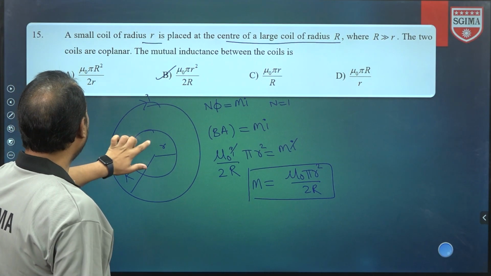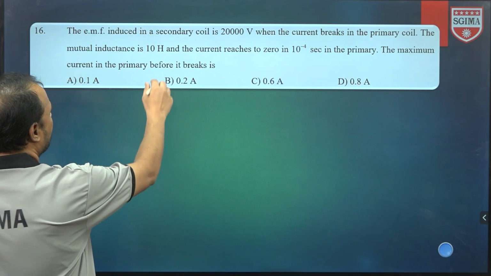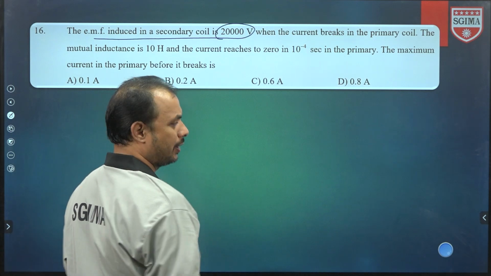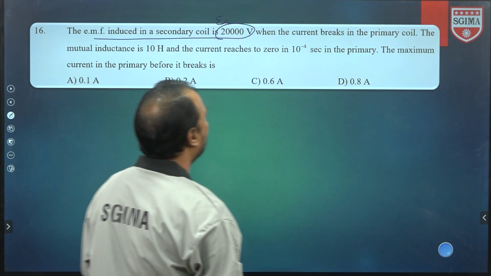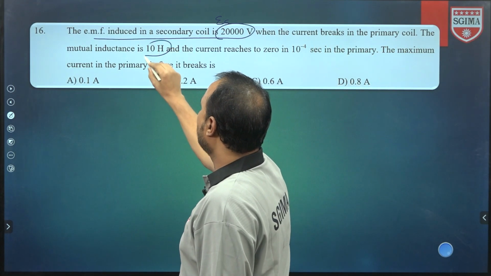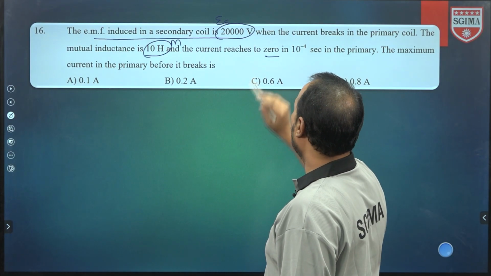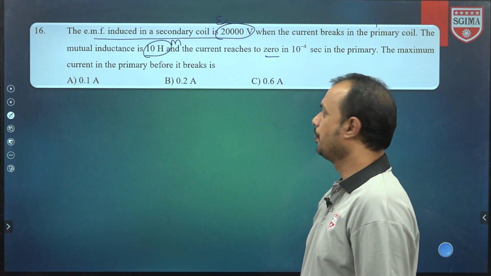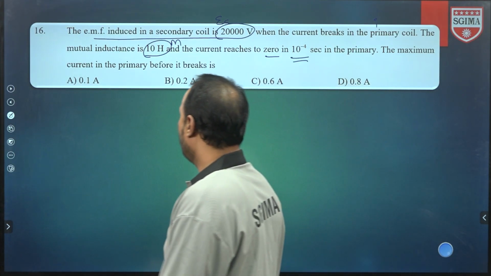Now, coming to the next one, question number 14. Question number 14 says, the induced EMF in the secondary coil is 2000 volts when the current breaks in the primary coil. The mutual inductance is given as 10 Henry, and the current reaches 0, the final current is 0, in 10 power of minus 4 seconds. Find the maximum current before it breaks.